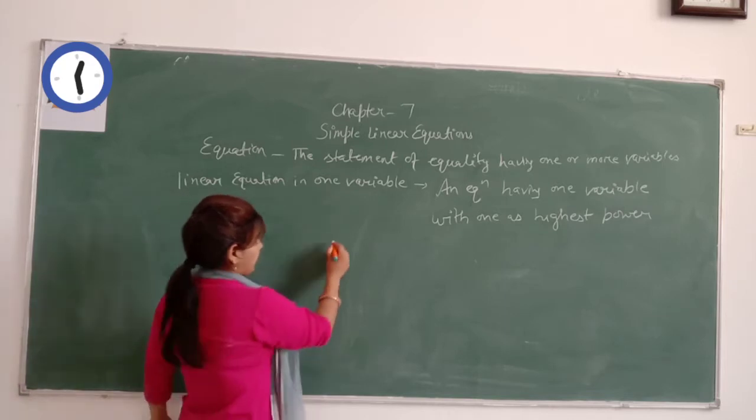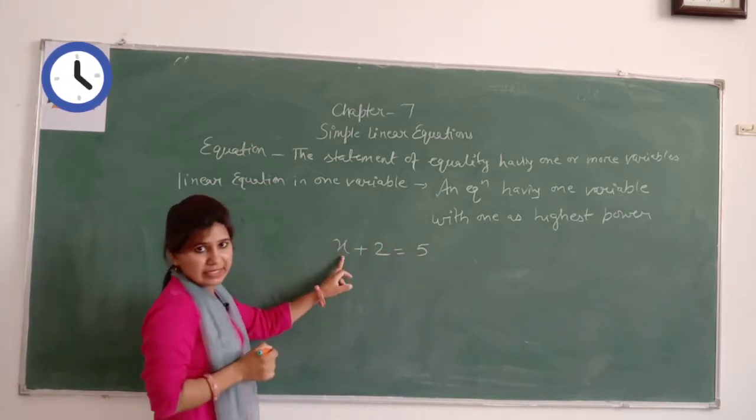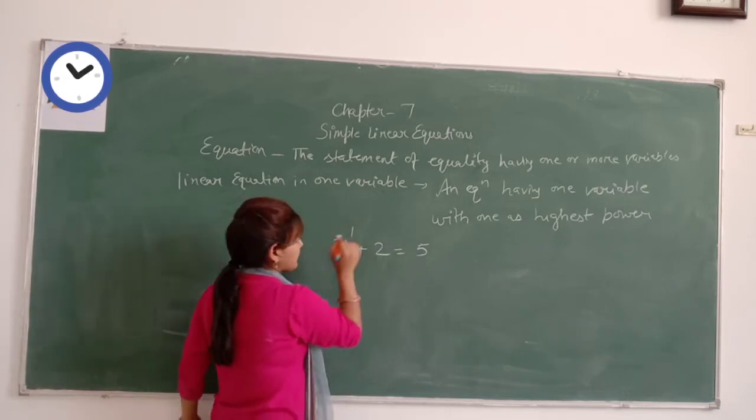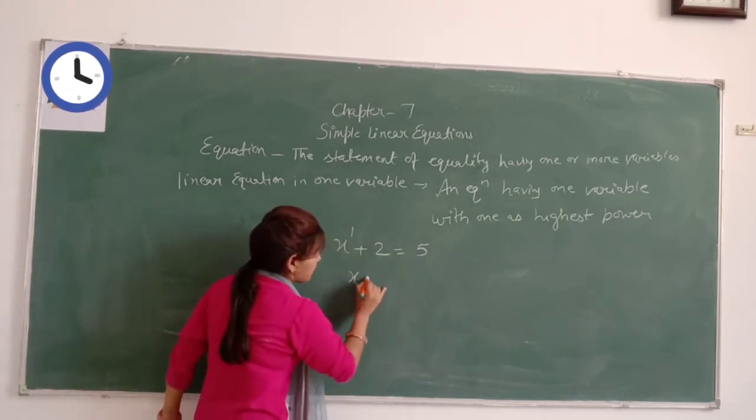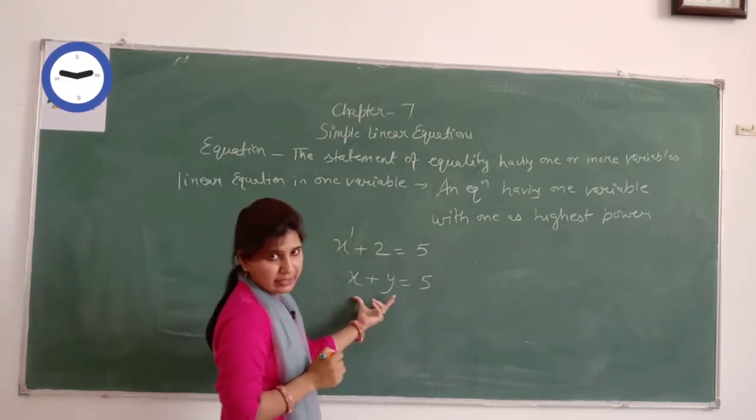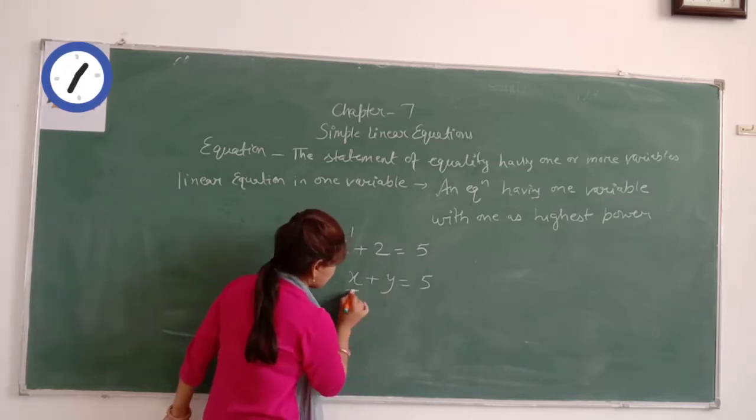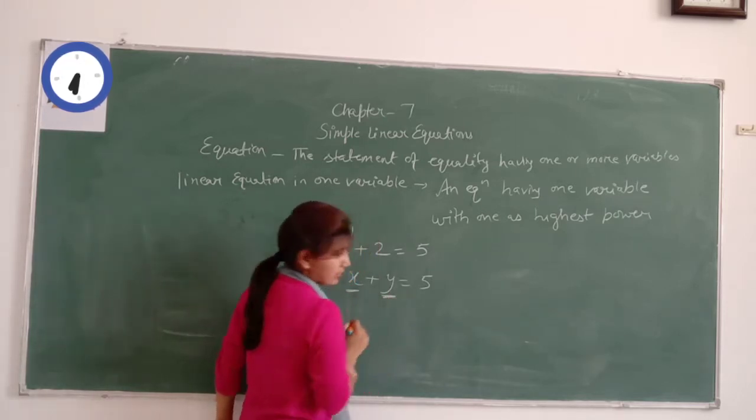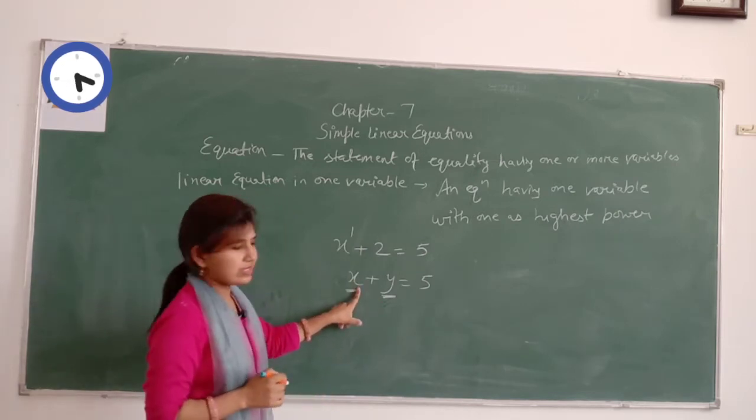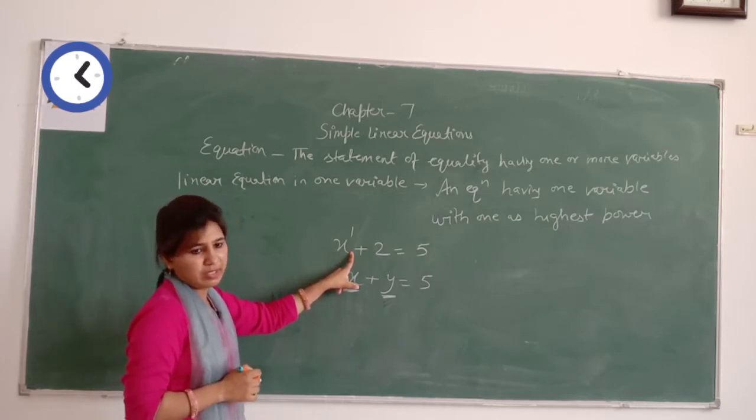बच्चे, see, x plus 2 is equals to 5. This is linear equation in one variable. Here x is your variable and the highest power of x is 1. If you will write x plus y is equals to 5, this is again a linear equation, but this equation is in two variable because here x is one variable and y is another variable. So you can say this is the example of linear equation in two variable and this is the example of linear equation in one variable.